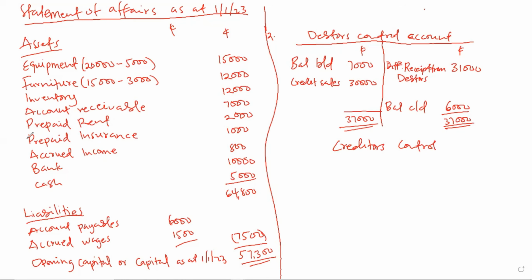Before I continue with this one, because we have cash sales in the question, I want us to find the total sales. Total sales is equal to the cash sales plus the credit sales. We have our cash sales in the question, which is 50,000, plus 30,000, which will give us 80,000.